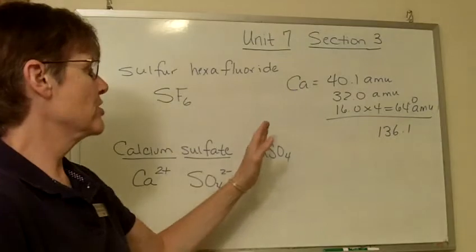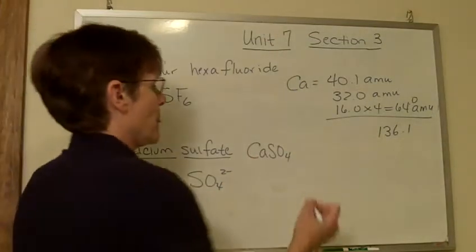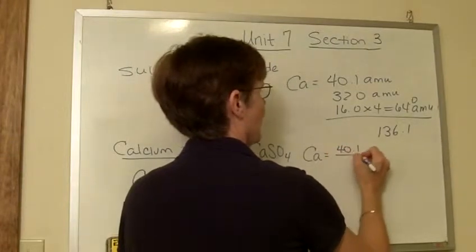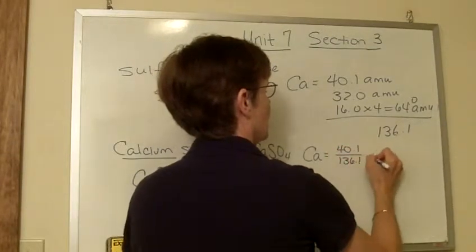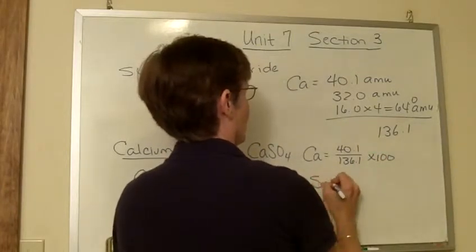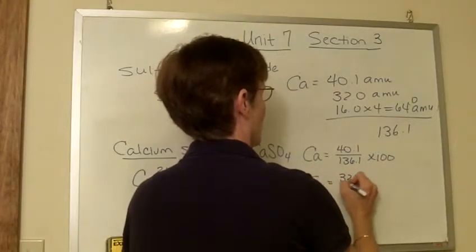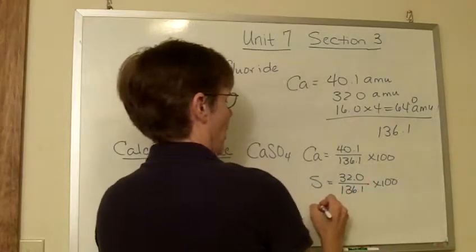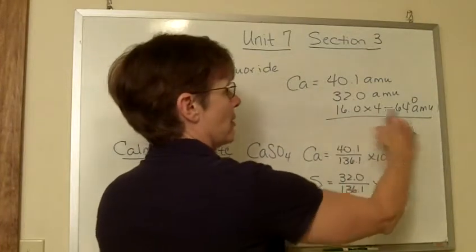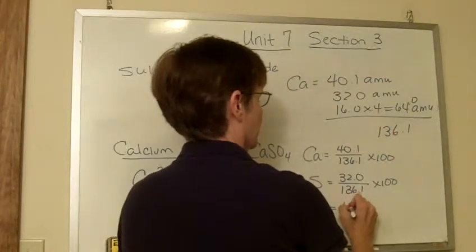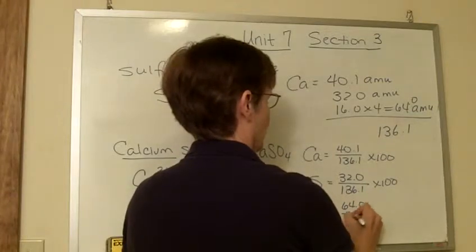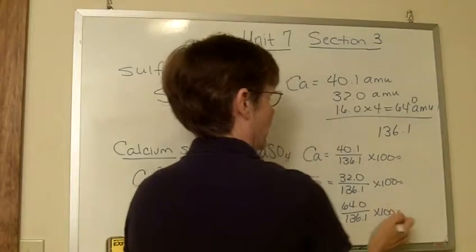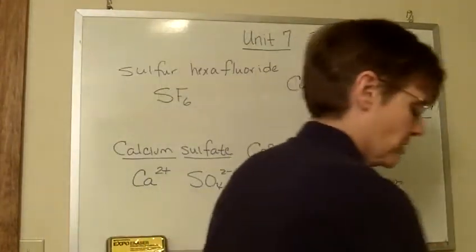So as a percentage, I want to represent each element. So calcium is the 40.1 divided by the total times 100. Sulfur is 32.0 divided by the total times 100. Oxygen is, now we need all the oxygen, remember, divided by the total times 100. And if I did my math right, that should come out to total 100%.